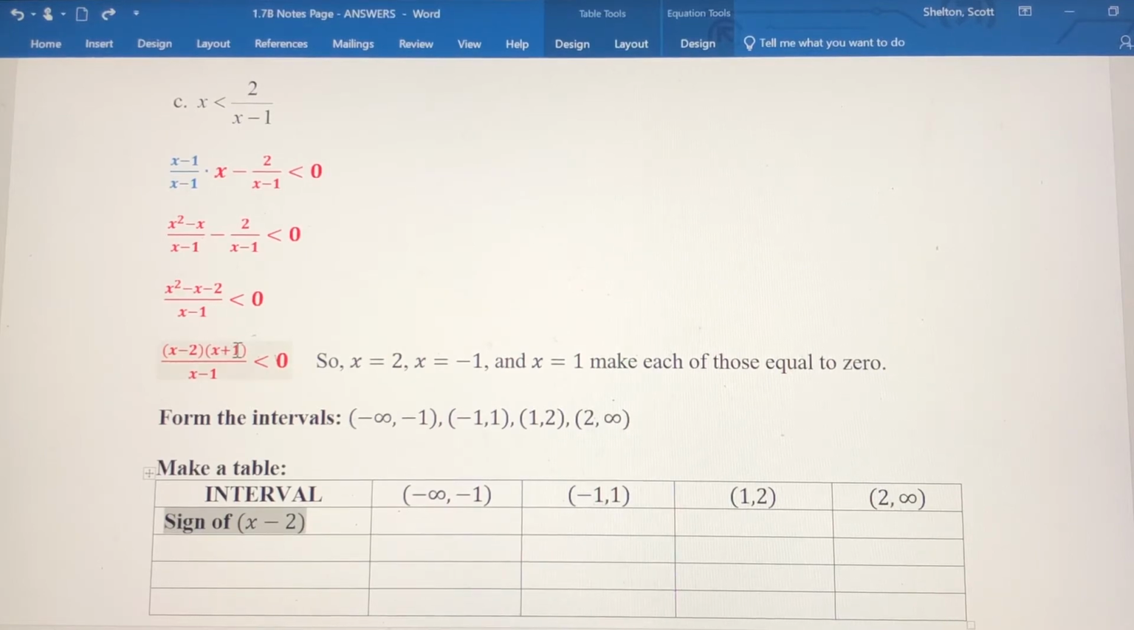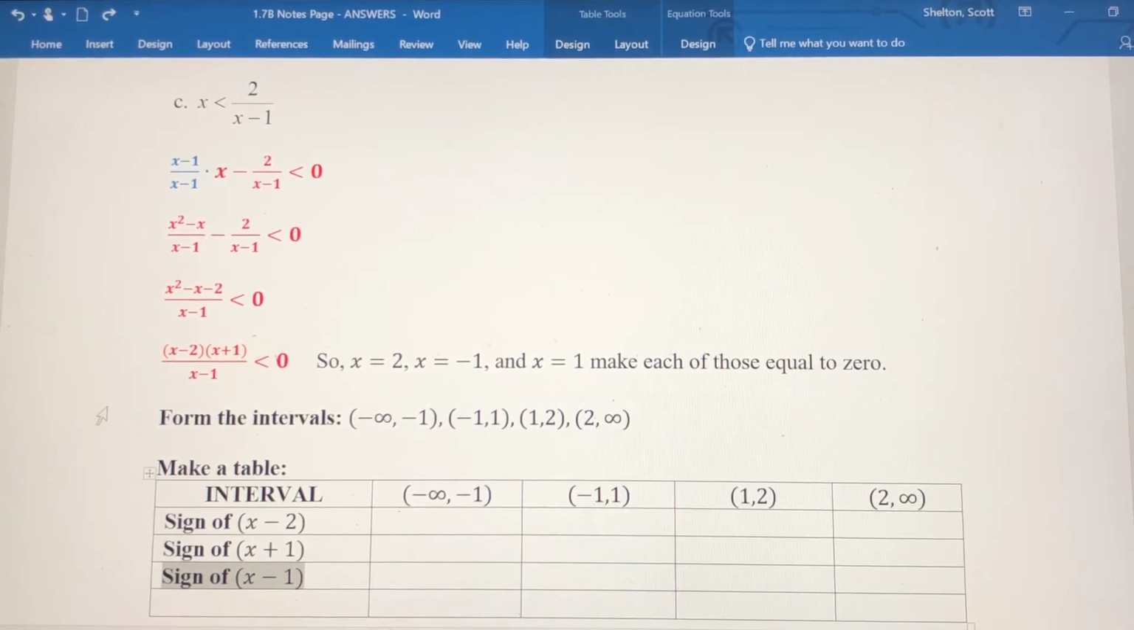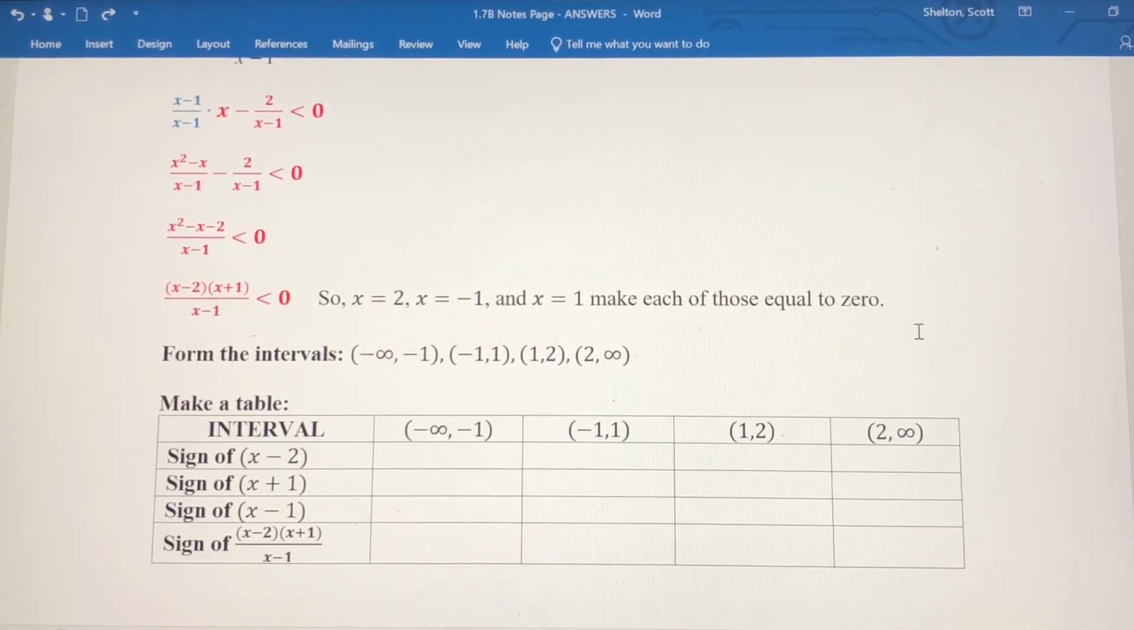We need to find the sign of that binomial, x plus 1. We need to find the sign of the denominator, x minus 1. And then I need to determine the sign of that whole expression. So x minus 2, x plus 1 over x minus 1, okay?